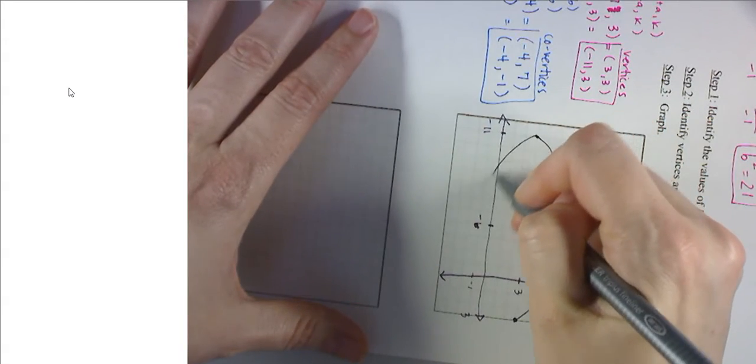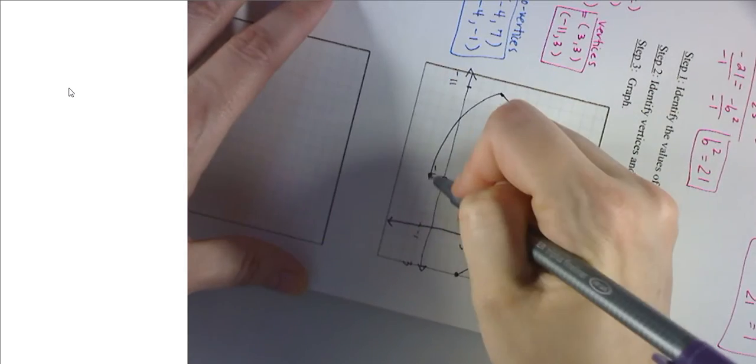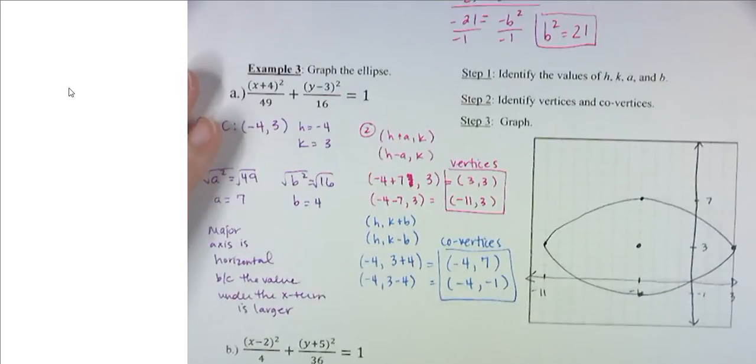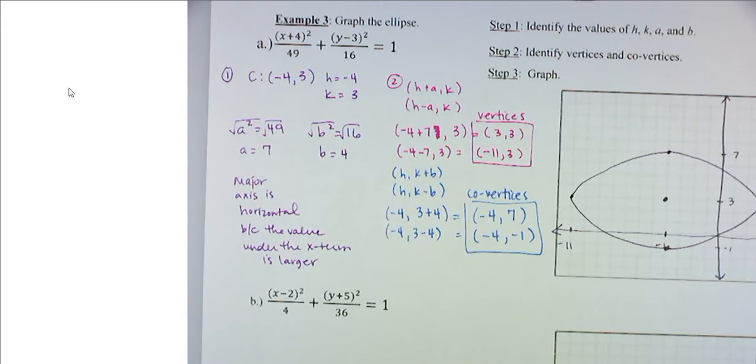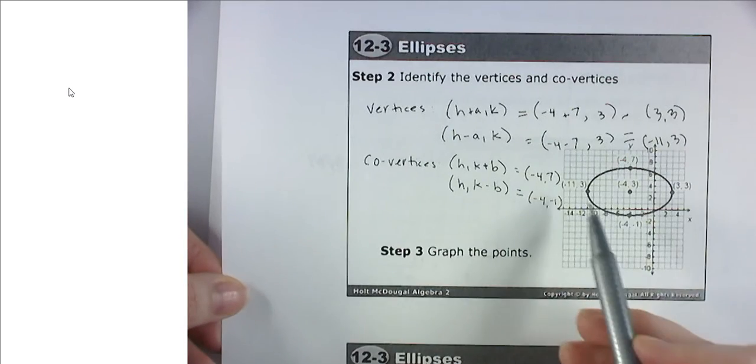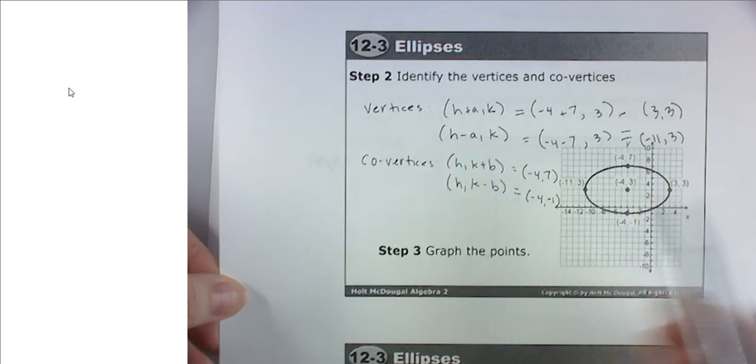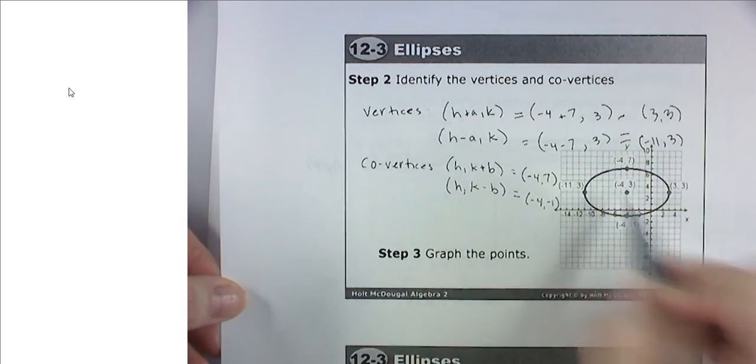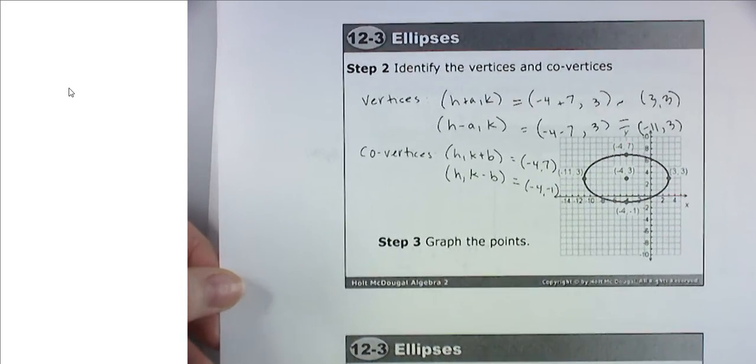It really should look more rounded there. I'll show you the computer generated one. And then you can see your major axis and then your minor axis. And you don't have to put the foci on there. So just your major and your minor. All right, let's do part B.